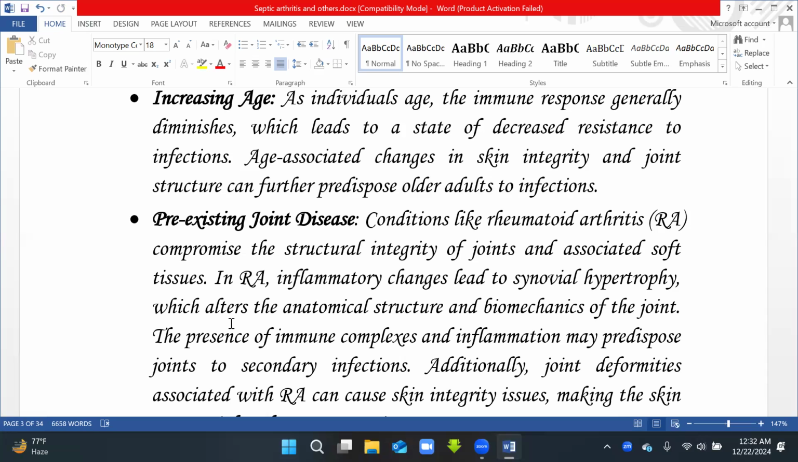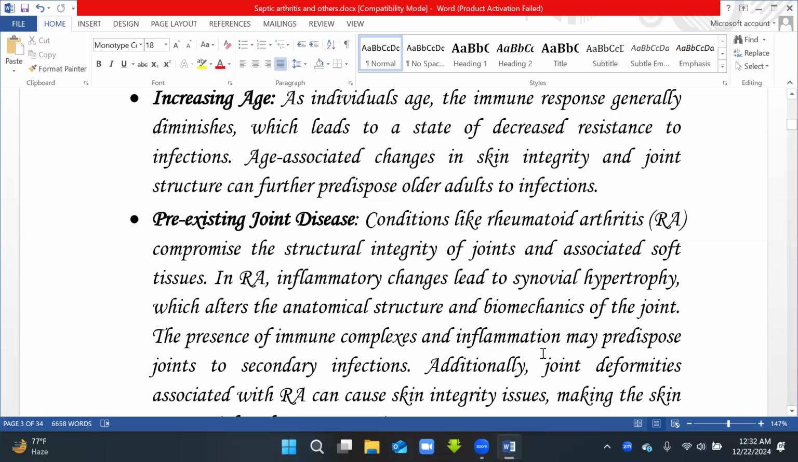And as such, their joint is highly exposed and can be easily attacked by these microbes. Because in rheumatoid arthritis, inflammatory changes lead to synovial hypertrophy, which alters the anatomical structure and biomechanics of the joint. The presence of the immune complexes and inflammations may predispose the joint to secondary infections, like I've said earlier. Because that joint has suffered a problem already, the integrity is lost.